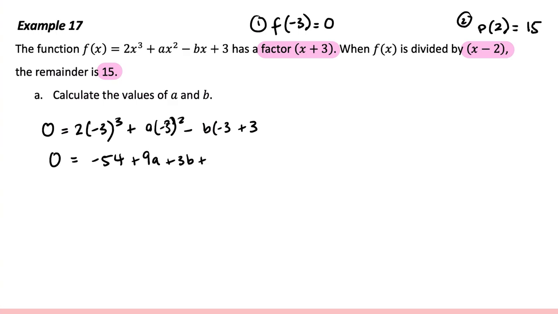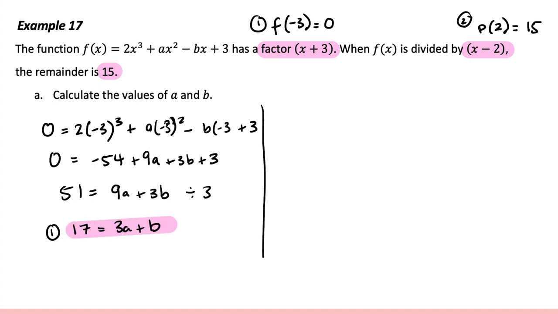we should get this. And then I like to get all the numbers on one side and all the letters on the other. So if I put that all together, I'll get 51 is equal to 9a plus 3b. Simplify it if you can. I'm going to divide everything by 3 there. So that will be 17 is equal to 3a plus b. It's my first equation.